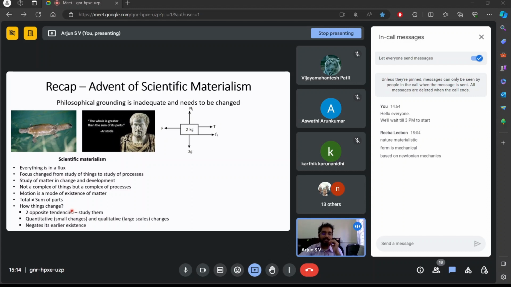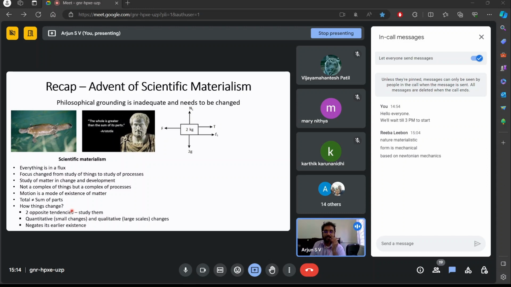Otherwise, if there is no frictional force and we apply a small force to an object at rest, it's just going to go away. It's not going to stop at any point of time. So there are always two or multiple opposite tendencies, and we need to study them. There is no use studying only one tendency in an object. And people started focusing more on quantitative and qualitative changes: several small scale changes, and large scale changes that happen to any scientific entity.